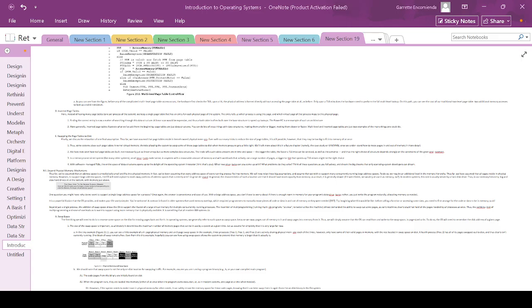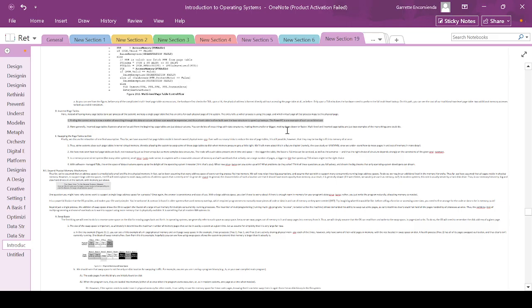So instead of having many page tables, one per process of the system, we keep a single table that has an entry for each physical page of the system. The entry tells us which process is using this page, and which virtual page of that process maps to the physical page. Finding the correct entry is now a matter of searching through this data structure. A linear scan would be expensive, and thus a hash table is often built over the base structure to speed up lookups. So it uses a hash table.